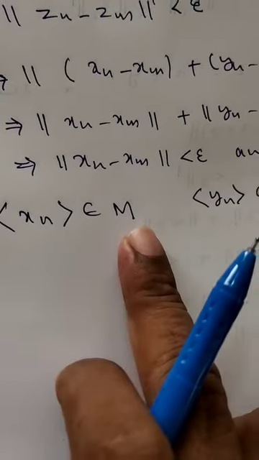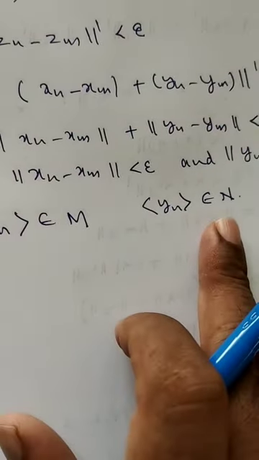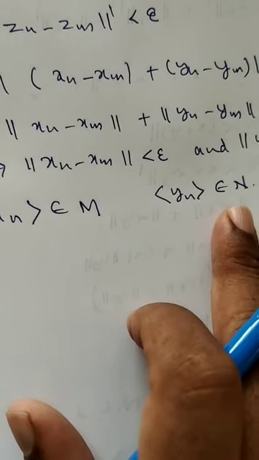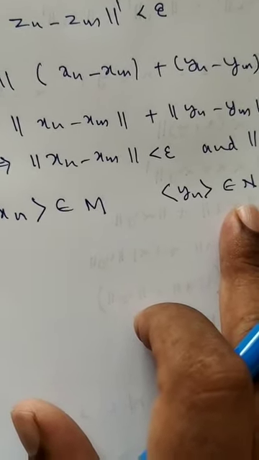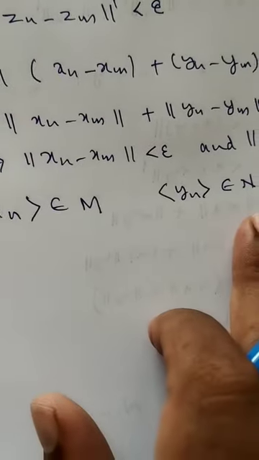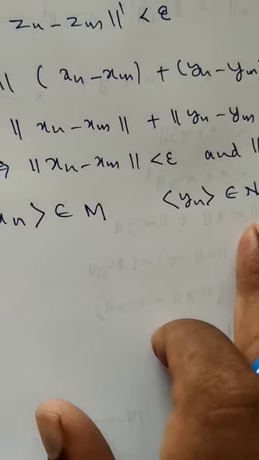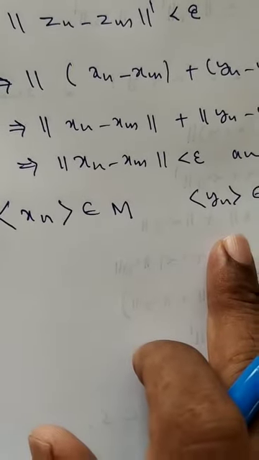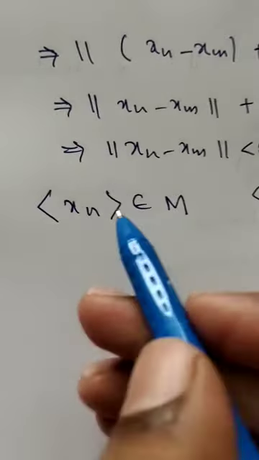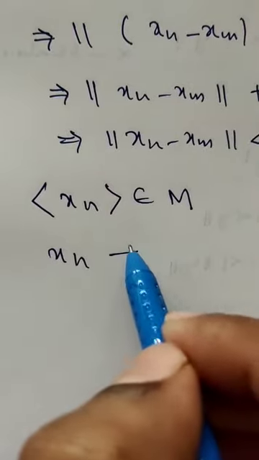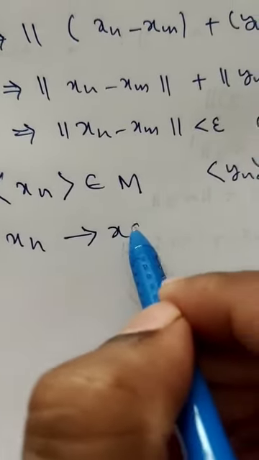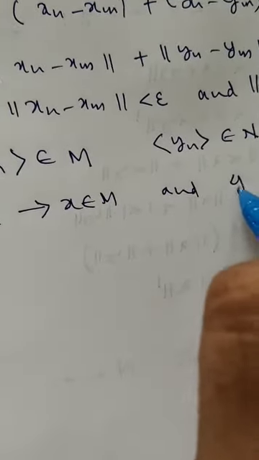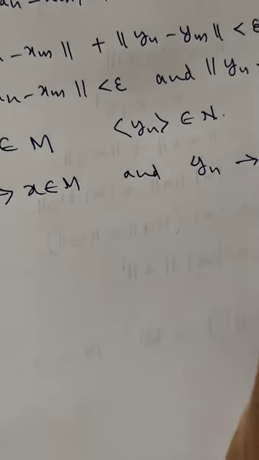But M and N are closed subspaces of a Banach space B. Every closed subspace of a complete space is also complete. Therefore, M and N are complete. M and N are complete means every Cauchy sequence in M and N converges. Therefore, we can say Xn converges to, say, X belongs to M and Yn converges to Y belongs to N.